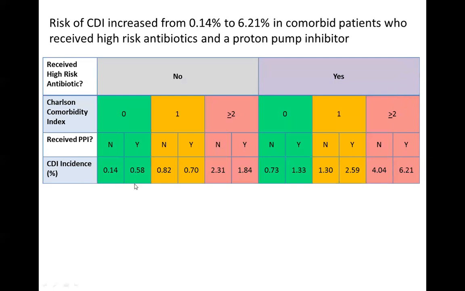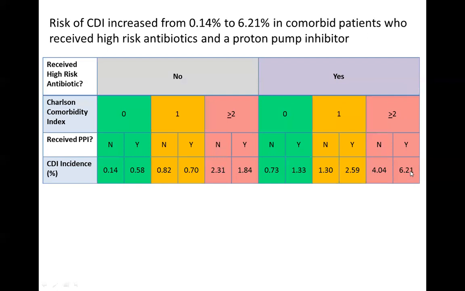For those of you who are paying attention, let's see if we can do this here. A PPI use, negligible increase, actually no increase at all, it actually went down, and then no increase at all right here, it actually went down again. Ooh, that's different, isn't it? But then give somebody a high-risk antibiotic with a PPI, whoa, a doubling of risk. Whoa, a doubling of risk. Whoa, an almost doubling of risk.